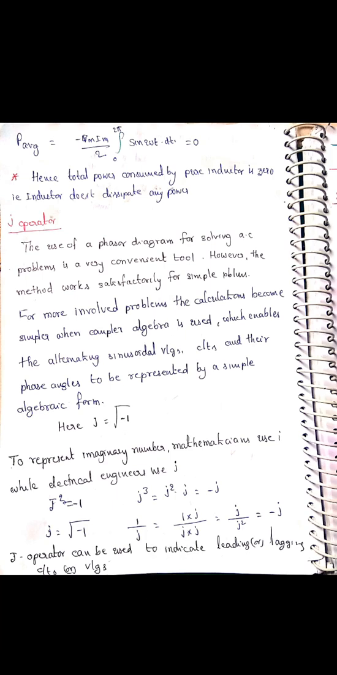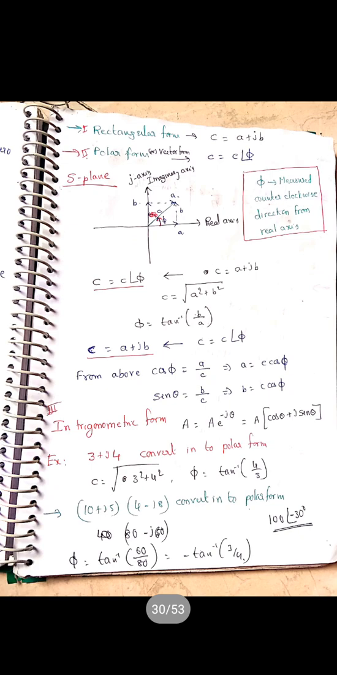The J operator can be used to indicate lead or lag of currents or voltages. A complex number is represented in rectangular form as C is equal to A plus JB. In polar form, C at an angle phi.